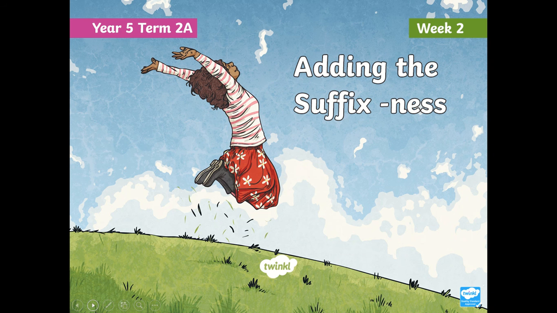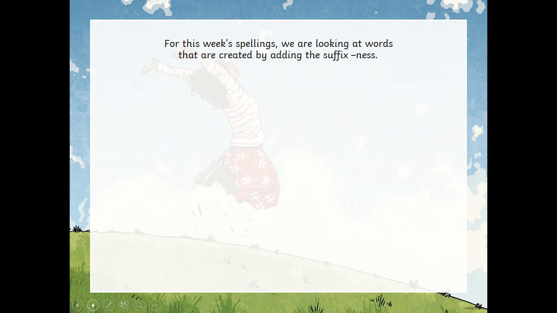Okay, hello Year 5. So this is our spelling rule for this week. It's adding the suffix NESS. So we talked about suffixes last week. It's a group of letters that you add to the end of the word. Okay, so let's have a look.